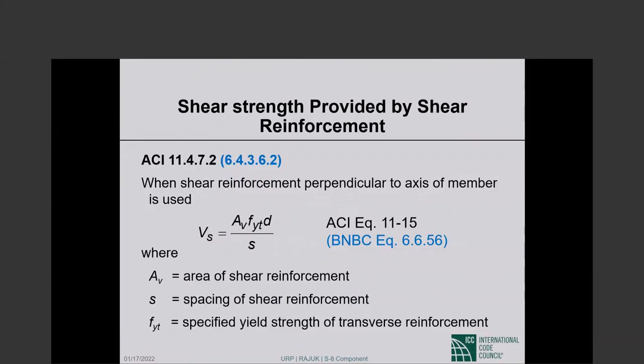When shear reinforcement perpendicular to the axis of the member is used, so this is now the reinforcement part. We talked about V sub C quite a bit. V sub S is A sub V f sub yt, that would be the shear carried by one piece of shear reinforcement, times the number of shear reinforcement crossed by a diagonal crack, which is the d over s part. So V sub S is A sub V f sub yt d over s.